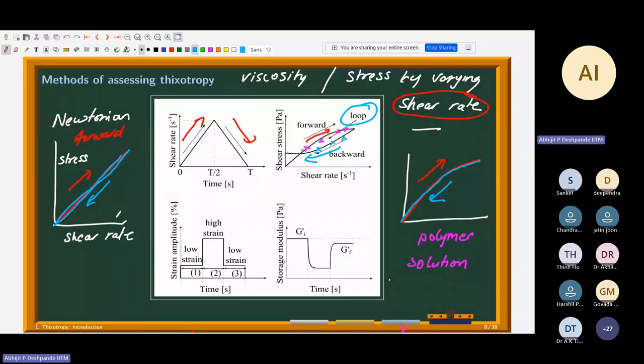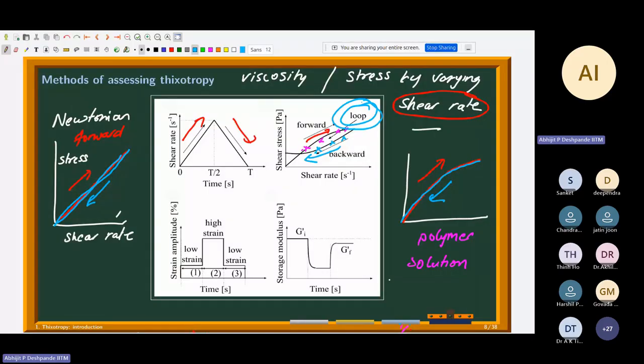Because we have sheared the material and now we are returning back, the material is already broken down more, and so viscosity is lower. And of course, if we let the material sit for some time, then again do a forward loop, we will again get back the same viscosity. So this is one way to look at it, the measurement of a loop, which gives us the thixotropic response.